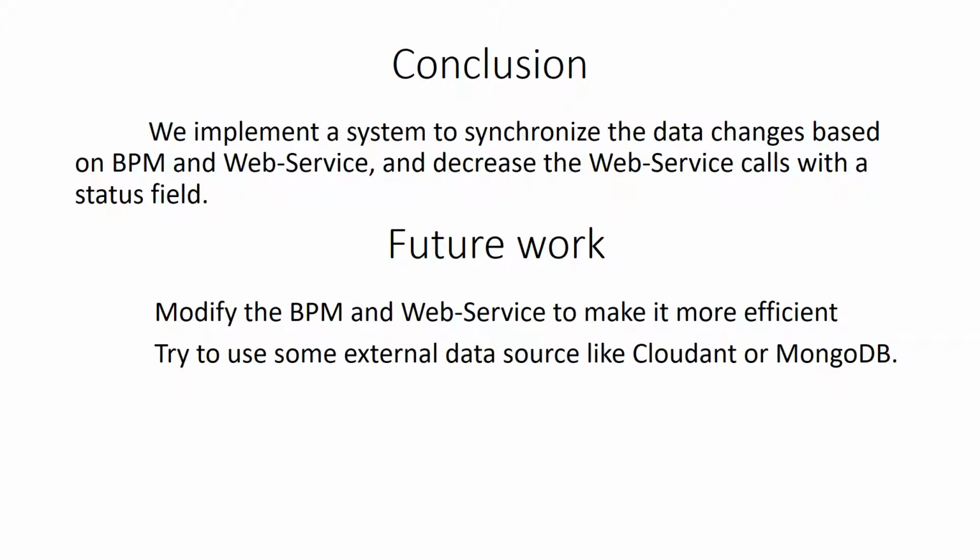Then we got the conclusion. We implemented a system to synchronize the data changes on 2 different cloud services based on BPM and web service costs, and we decrease the web service cost with a status field. For the next steps, we are going to modify the BPM and web service to make it more efficient. Now for every record change, it will take separate web service costs. We shall modify the web service and BPM.